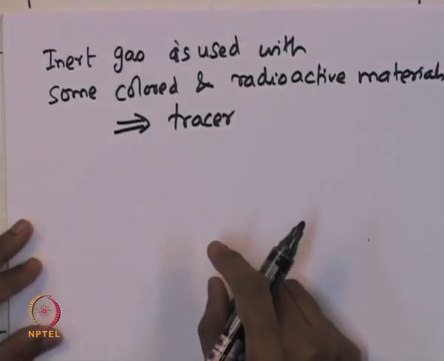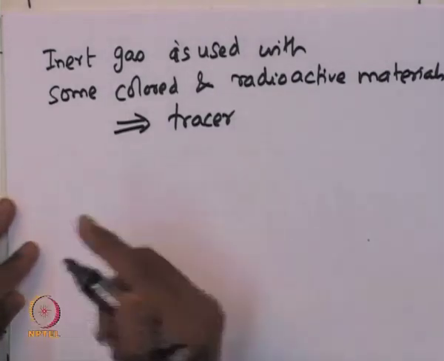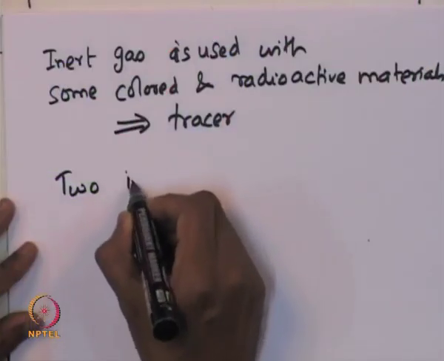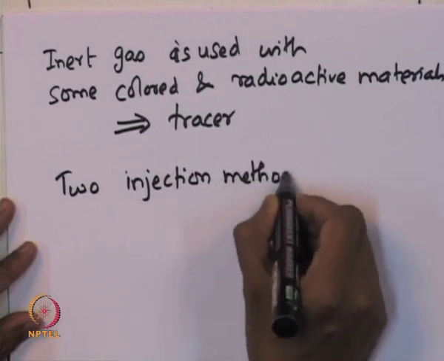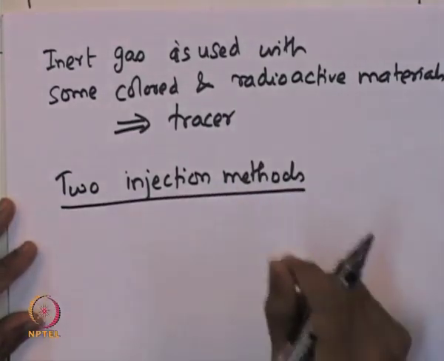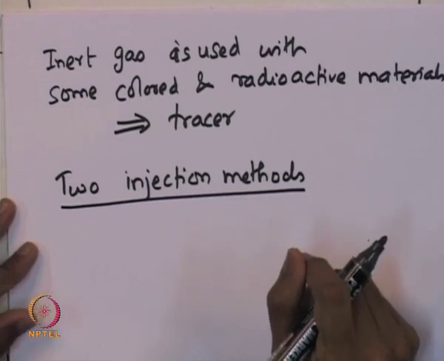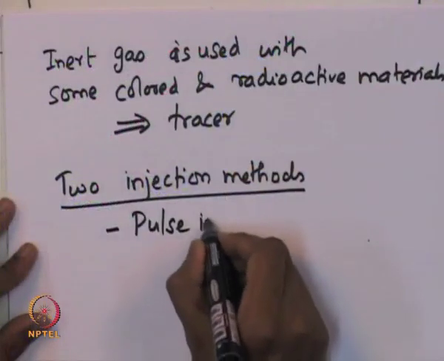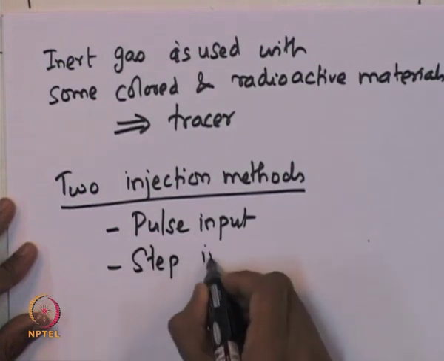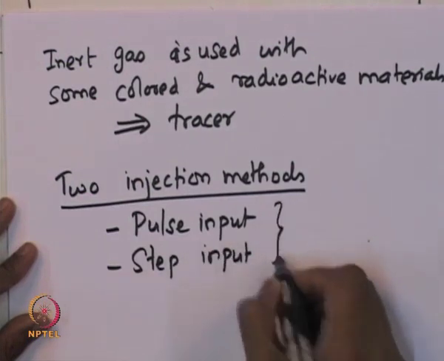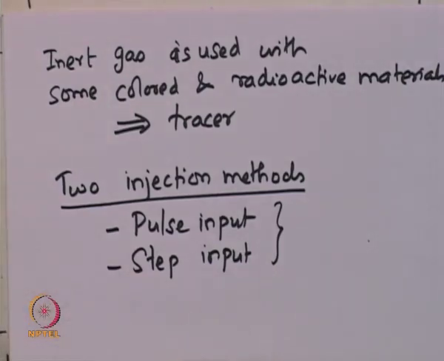So, there are two common strategies, or methods, for injecting the tracer in order to study the residence time distribution. The first one is the pulse input, and the second one is the step input. So, these are the two classical methods of tracer injection in order to detect the residence time distribution.